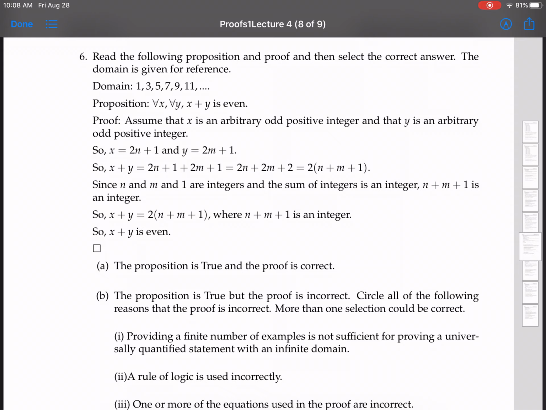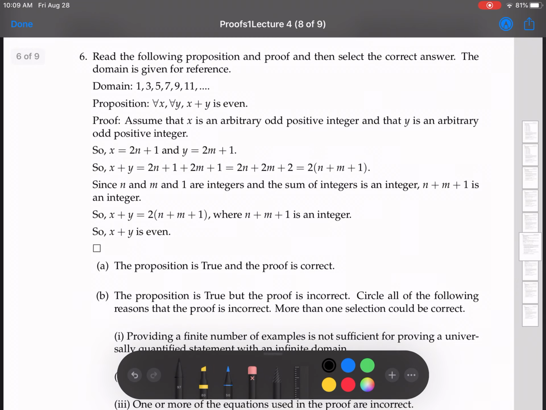So when you look there, reading through this, let's see. Assume that x is an arbitrary odd positive integer and y is an arbitrary odd positive integer. Okay, that's stating the assumptions, that's correct. So x is equal to 2n plus 1 and y is equal to 2n plus 1. There's the issue. All right, so the issue is in that line right there. And here we didn't quantify the variables.